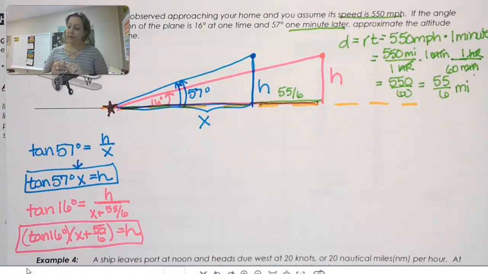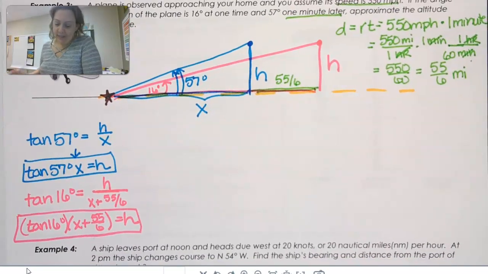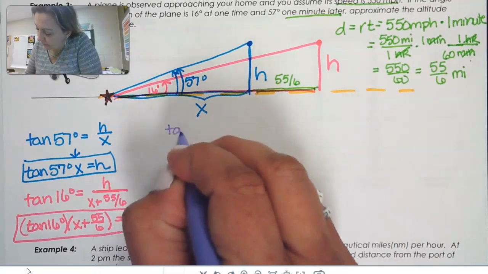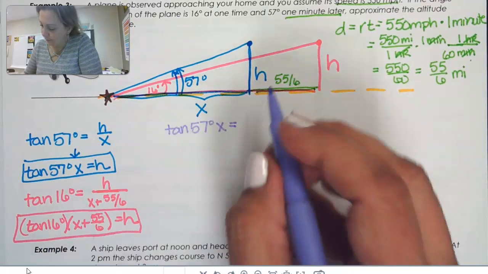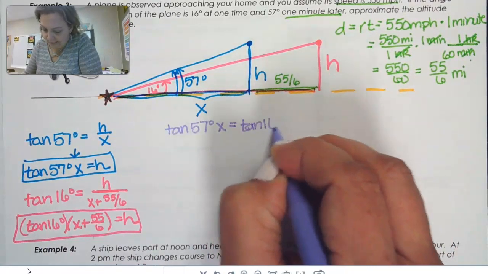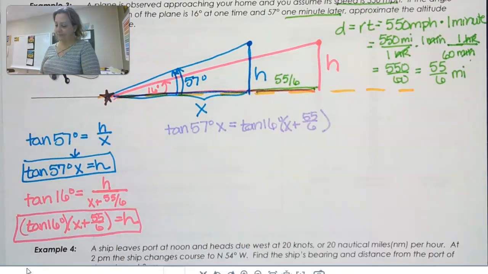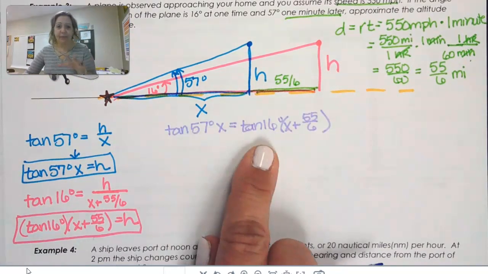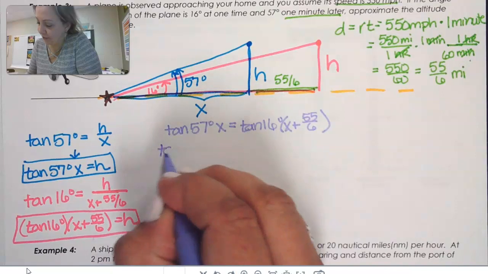And if each of those are equal to h, that means that they are equal to each other. So I can say that the tangent of 57 degrees times x is going to be equal to the tangent of 16 degrees times x plus 55/6. Now, remember, I know that these are numbers, but they're irrational numbers. The decimals get crazy. I'm going to preserve the integrity of the tangent of these trig functions.